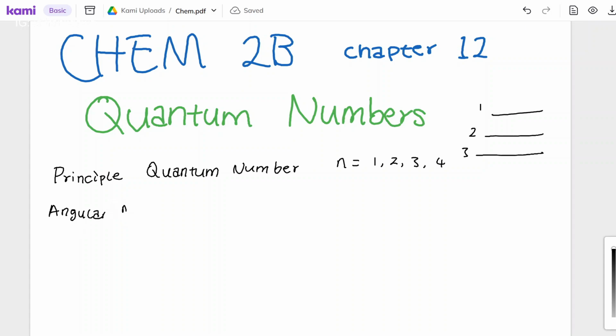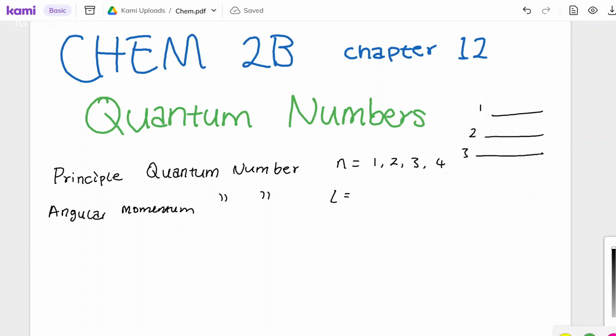And the second quantum number in this class is the angular momentum quantum number. It's written with an L equal to, and it is the shape of the orbital. In this class, there are about 4 main orbitals. There are probably more in real life chem, but for this class we're only going to be using the S orbital, then the P orbital, then the D orbital, and then the F.